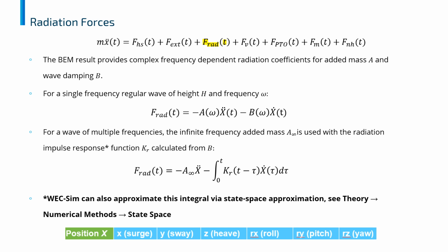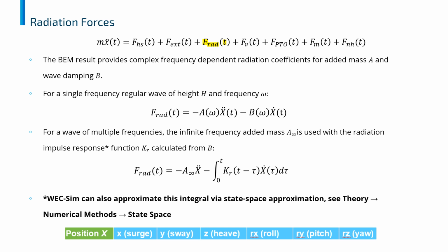If you do not have harmonic motion, and rather an irregular wave time history, we need to implement and follow the Cummins formulation, where we multiply the infinite frequency added mass, A infinity, by the body acceleration and calculate the time varying term with the radiation impulse response function, Kr, multiplied by the velocity of the body, where Kr is calculated from the wave damping values.